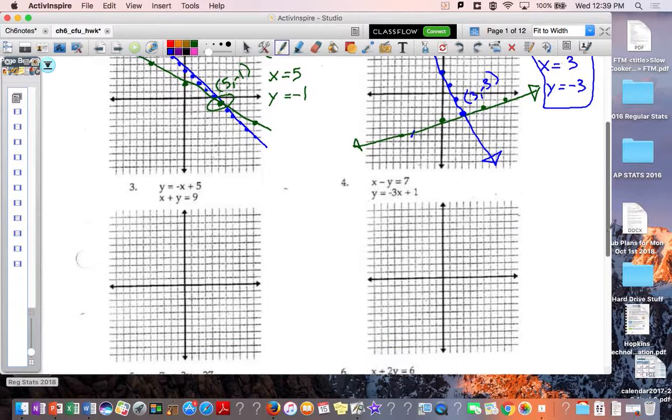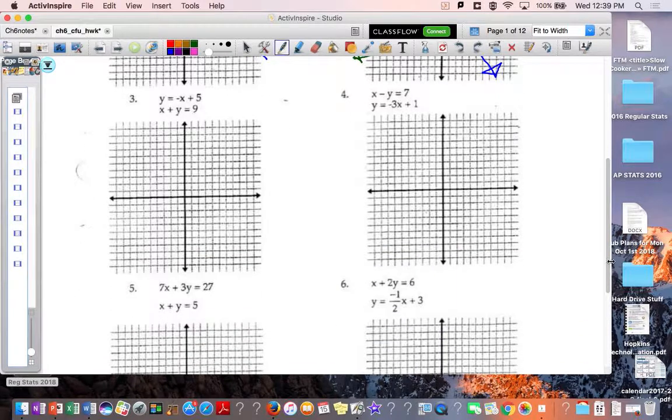All right, let's take a look at the next two. On this first one, I'll do it in blue. Our y-intercept is 5. My slope is -1 over 1. Start at 5, 1, 2, 3, 4, 5. Down 1, to the right 1. So you can see how I'm graphing all those points.